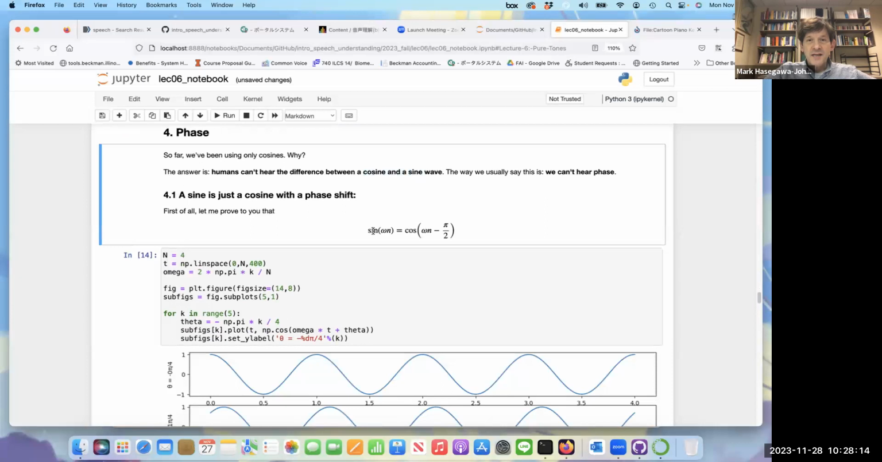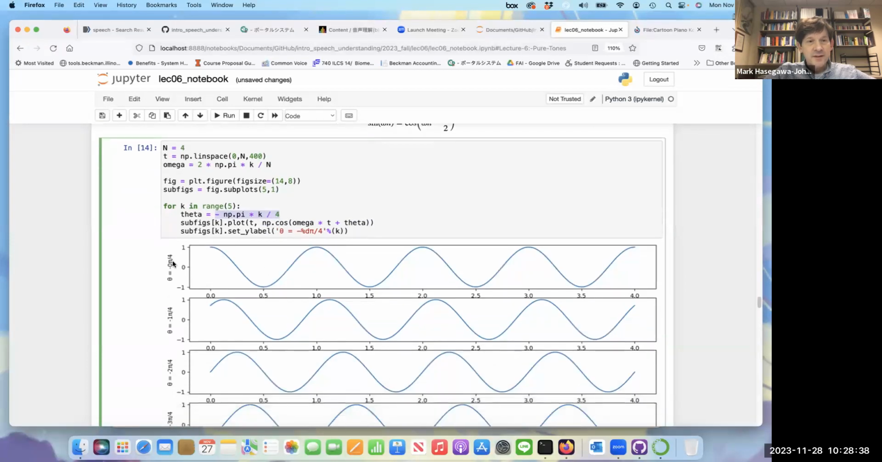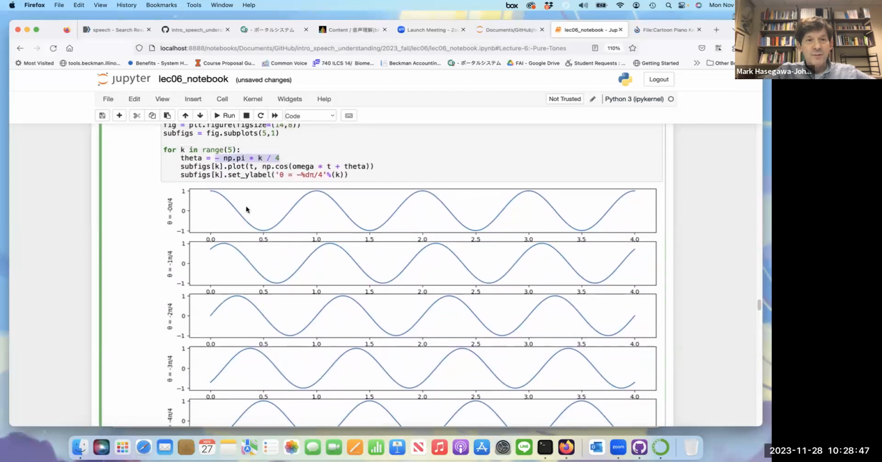So first of all, the sine wave, sine of omega n, is just a cosine with a phase shift. We take cosine of omega n and we subtract pi over 2. So here, let me plot the cosine of omega times t plus theta. And let theta go in a range from 0 to negative pi. So I'll have theta equals 0, negative pi over 4, negative 2 pi over 4, negative 3 pi over 4, negative 4 pi over 4.